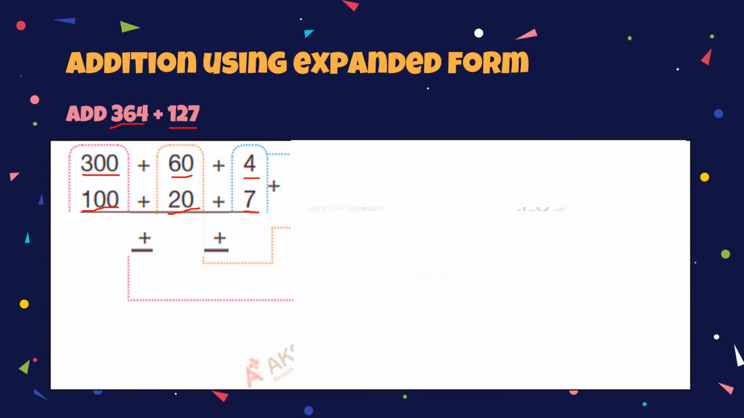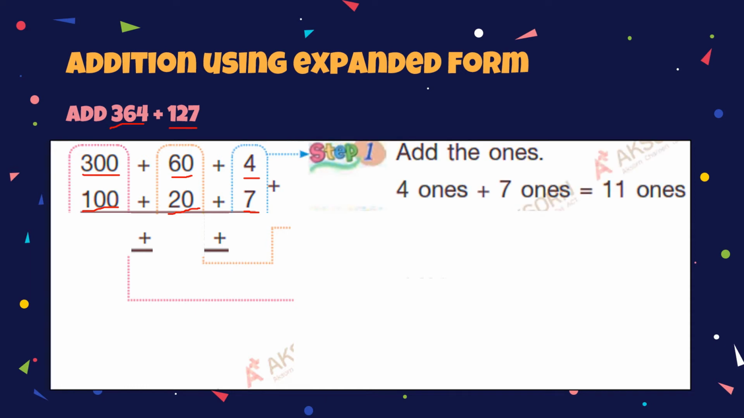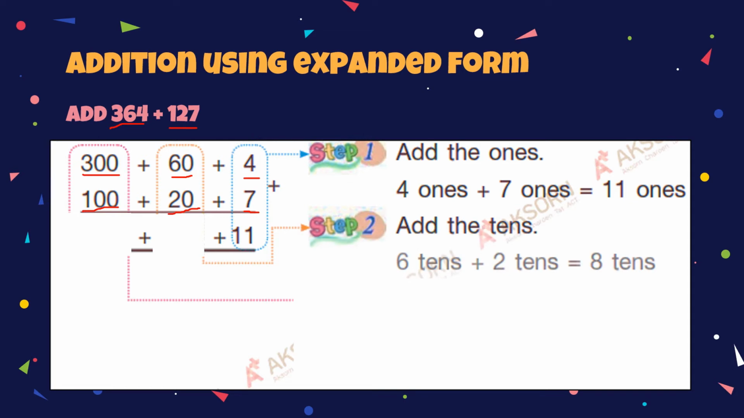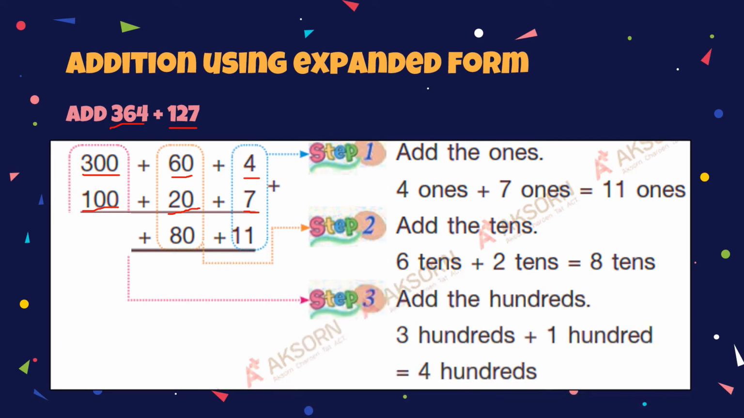So the first step is we're going to add the ones. 4 ones plus 7 ones is equal to 11 ones. We're going to add 11. The next step is we're going to add the tens. 6 tens plus 2 tens is equal to 8 tens or 80. And then for the third step, we're going to add the hundreds. So 300 plus 100 is equal to 400.